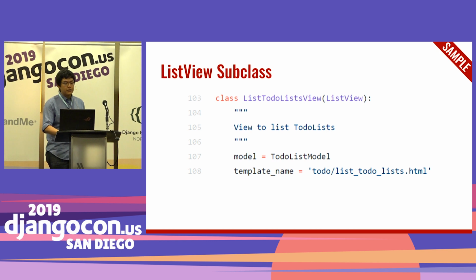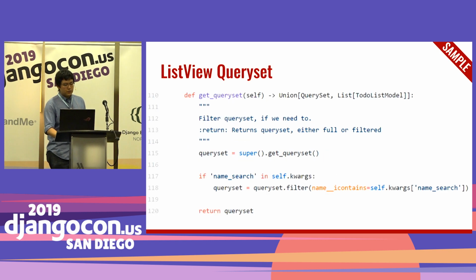But since I want to do filtering, we need to do a little bit more. One of the methods that ListView defines is GetQuerySet, and that's what it uses to go and get all of your model instances. So what I did here is I just let super do its thing and return all the instances. And then I check to see if I need to actually filter it. Here I'm taking advantage of the fact that kwargs was set as a self-attribute, meaning I don't actually receive kwargs in GetQuerySet, but I can easily access it. Then if I need to, I filter the query set and return it. If not, I just return the full query set.